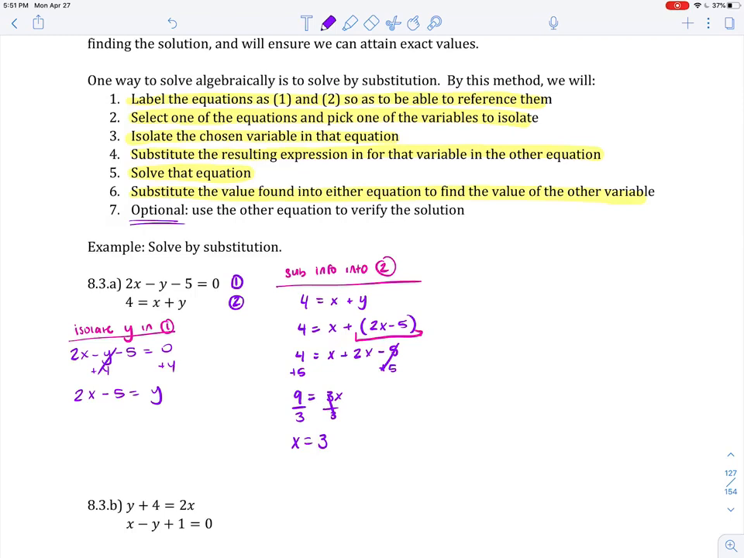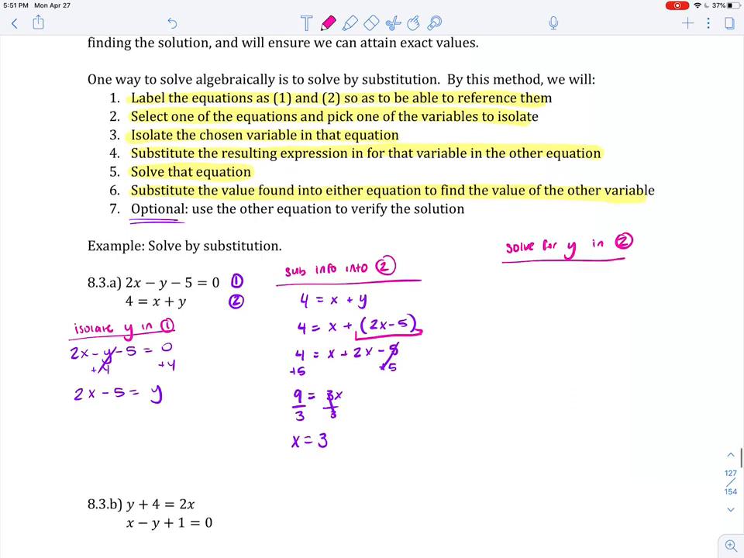Step number 6 is I'm going to substitute that value found, so I found the value x is equal to 3, into either of the two equations to solve for my other variable. So I'm trying to solve for y by plugging in my value of x. And we could do this for either. I'm going to solve for y, obviously, but I'm going to do so in equation 2. Because why not? I could do equation 1, it actually doesn't make a difference.